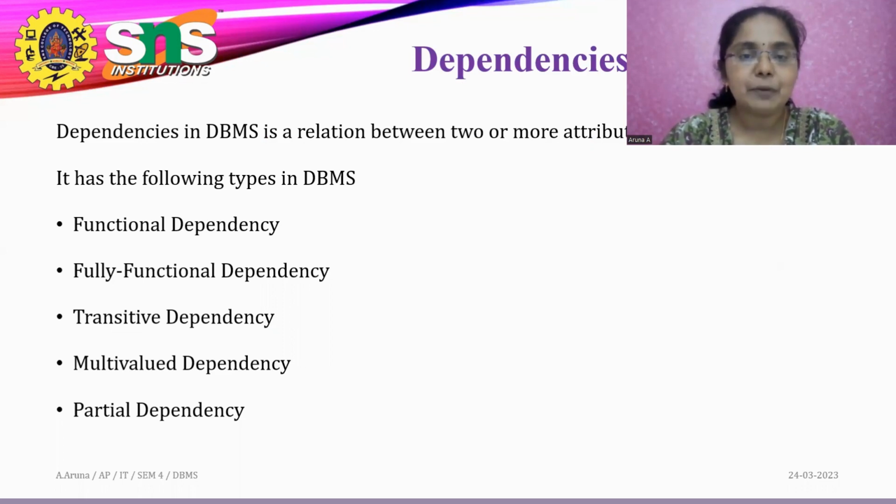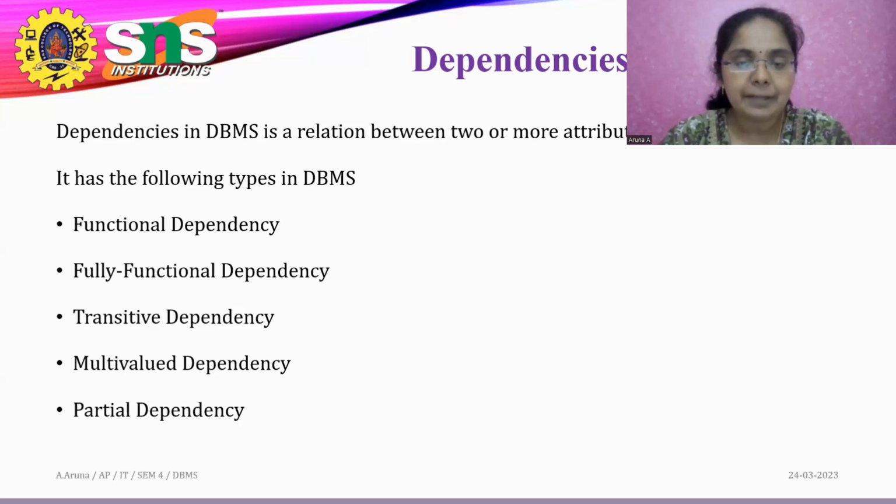So first we're going to see about the dependencies. Dependencies is nothing but a relation between one or more attributes. It can be classified into 5 types: functional dependencies, fully functional dependencies, transitivity dependencies, multi-value dependencies, and partial dependencies. Functional dependencies: if the information stored in a table or relation can uniquely determine another information in the same table, then we call it functionally dependent.